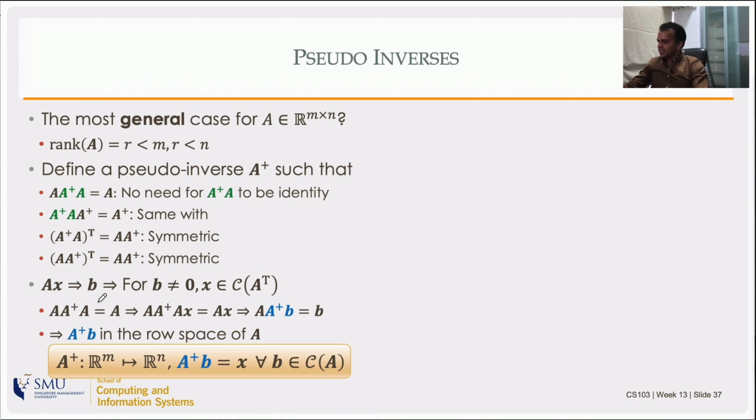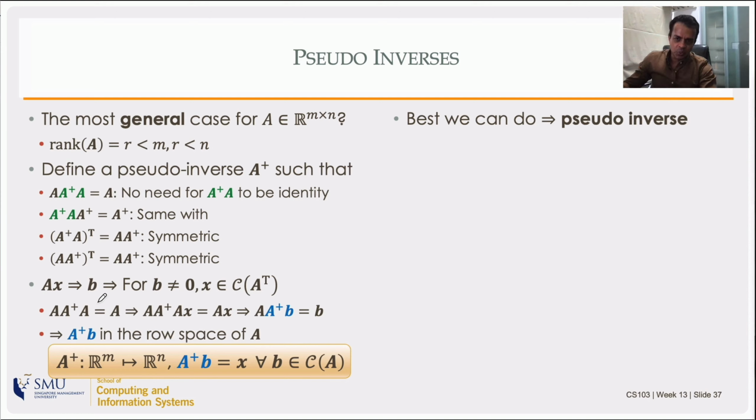So let me summarize that in that box there. A plus is a mapping from Rm, which is the codomain, the output space, to Rn, which is the domain, the input space, such that A plus b is actually x for every b that is a member of the column space of A. So the pseudo-inverse does the best we could possibly do with a very general matrix which doesn't have full rank, etc. This is the best you can do.